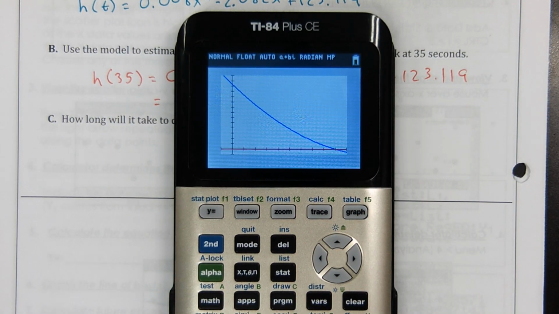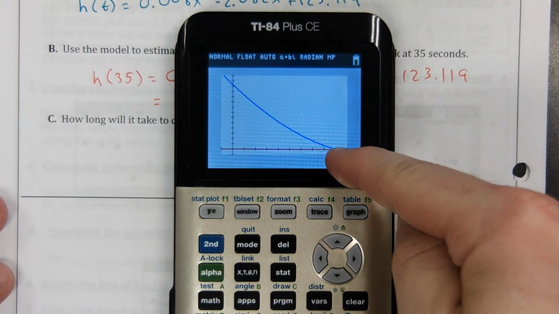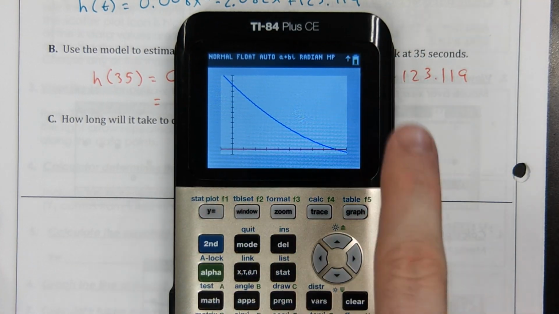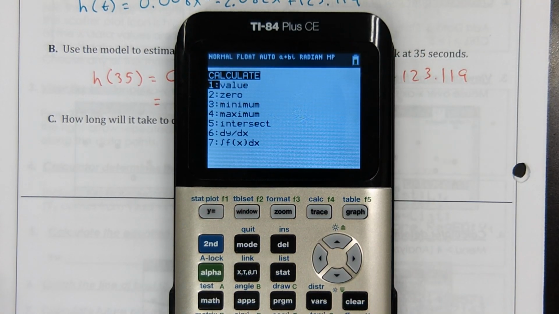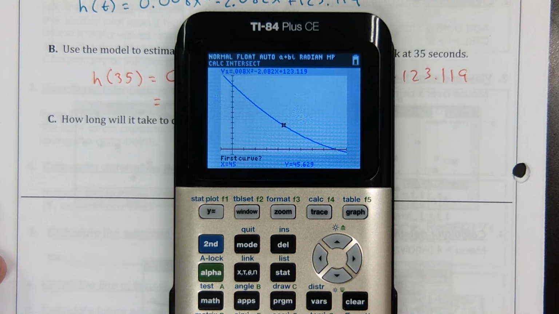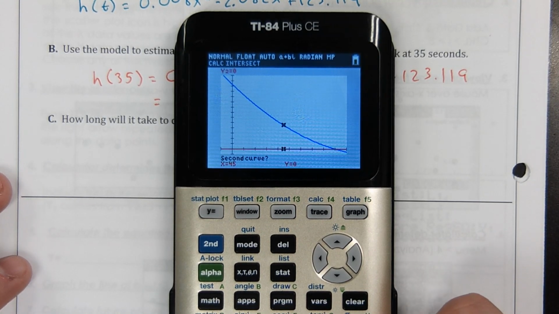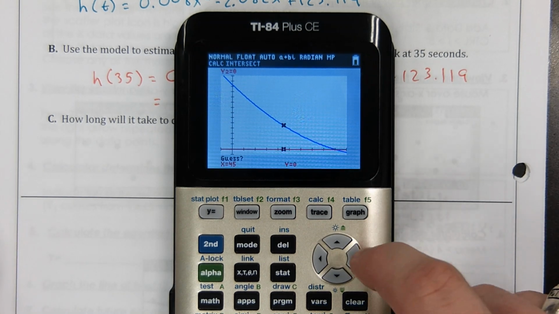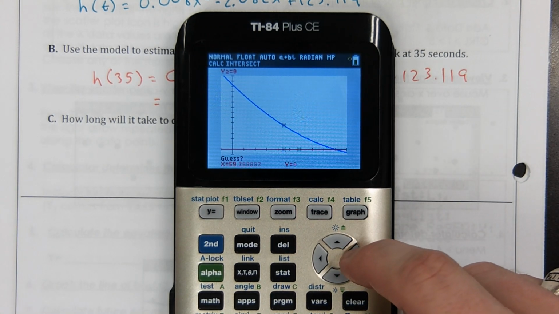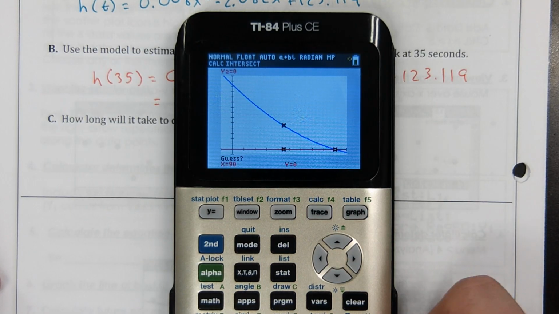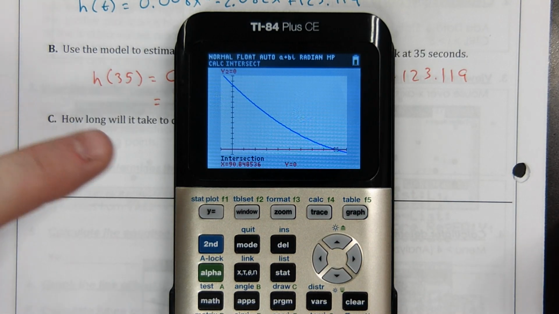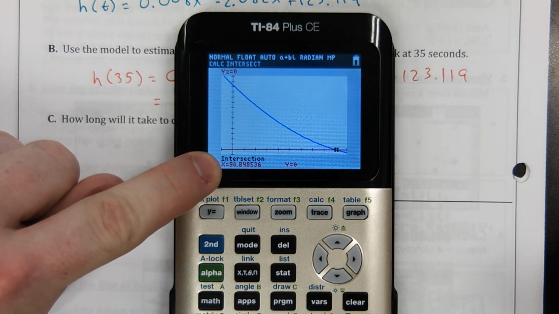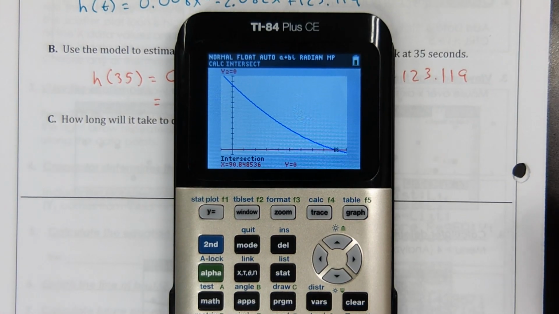Second, trace, intersect to figure out where the height hits 0. Second, trace, intersect is command 5. You hit 5. There's only 2 equations on the screen. So you hit enter to say, yep, the first one. You hit enter to say, yep, that second one. And then you just scroll over to where the answer is just about and hit enter one last time. Boom, baby. Looks like it's going to happen right around 90.849 seconds.